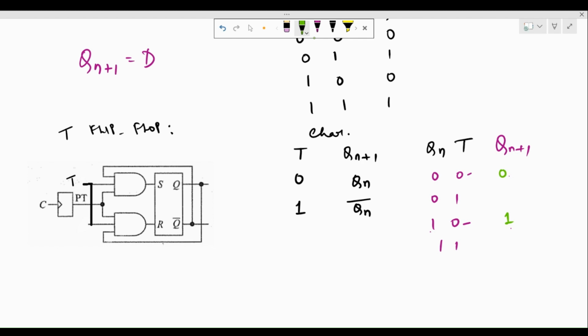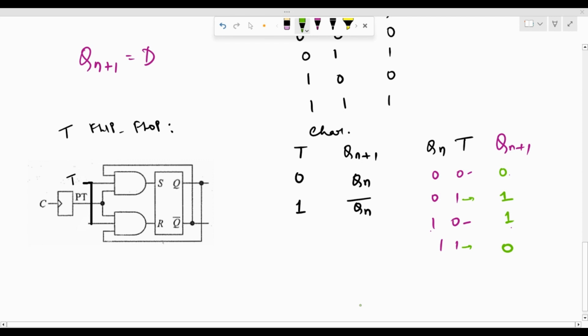Now, whenever T is 1, whatever Qn is, the next state is going to be the complement of that. So in this case, it is going to be 1, and in this case, it's going to be 0. Having said this, looking at this truth table, this is actually the truth table for the XOR gate. Therefore, we can say that Qn plus 1 for the T flip-flop is the XOR of T and the previous state, Qn.